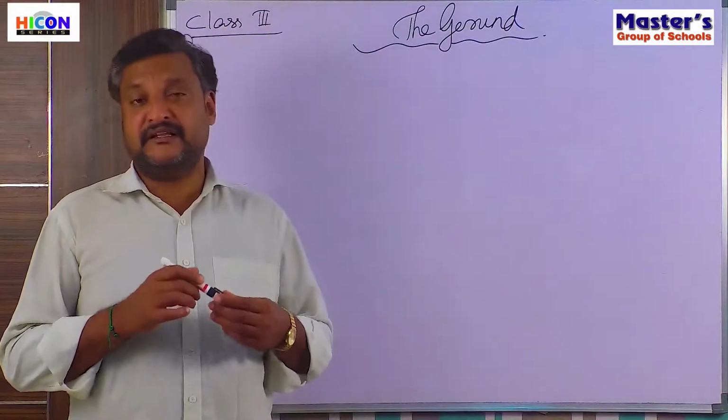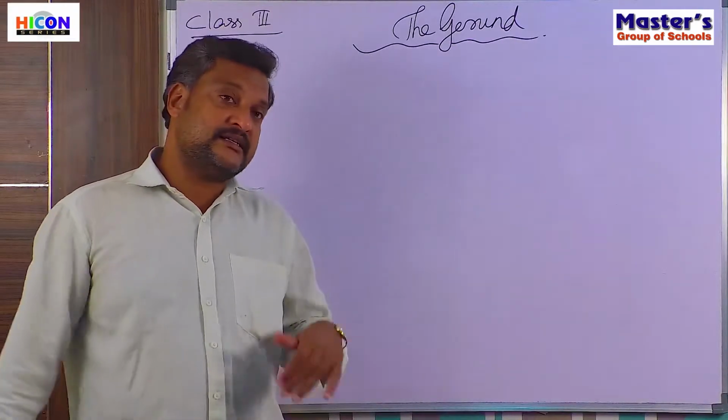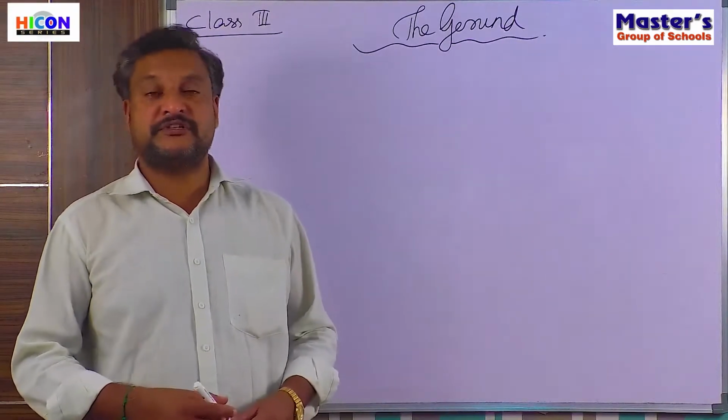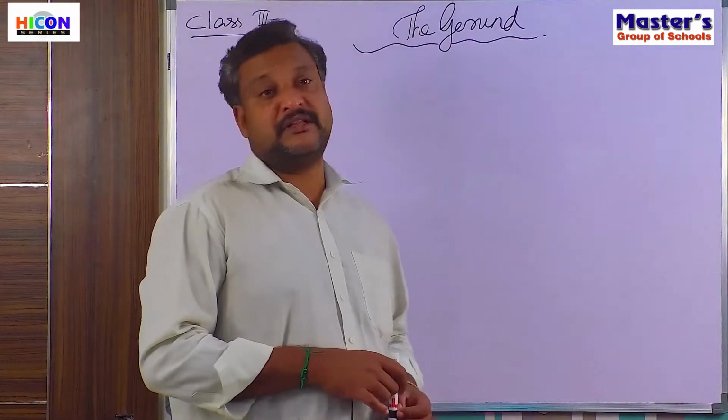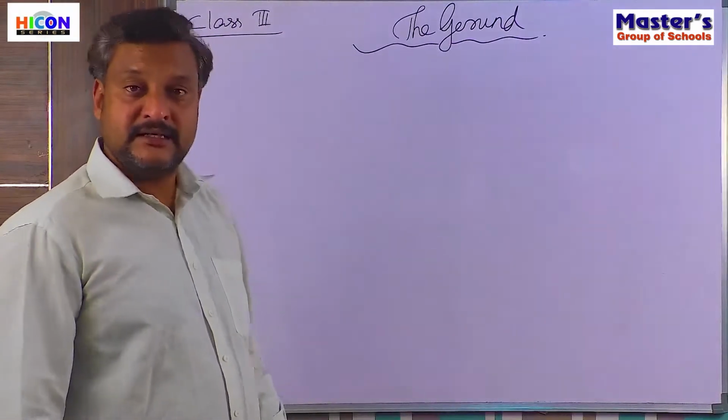So just now we have seen that infinitives can be used as nouns, and there are some other kinds of verbs also which can be used as nouns. The second one is a gerund.